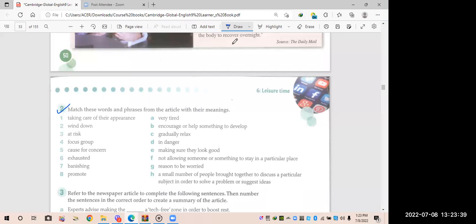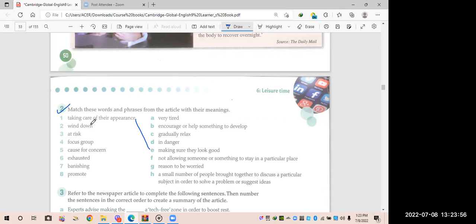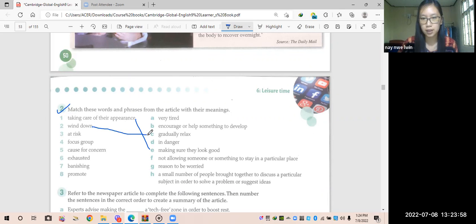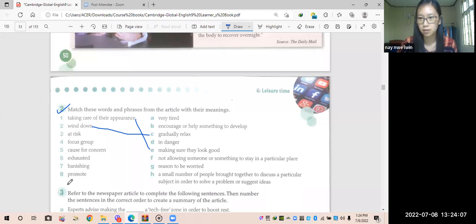The last one. Oh, teacher, number E, making sure they look good. Correct. Wind down: C, gradually relax. C, teacher. Am I right? Yeah. Okay, great. At risk.